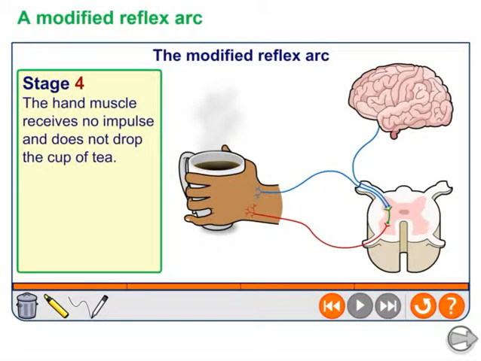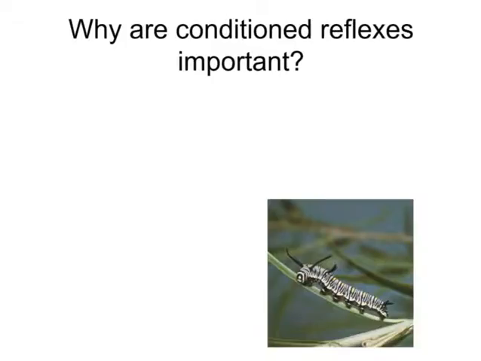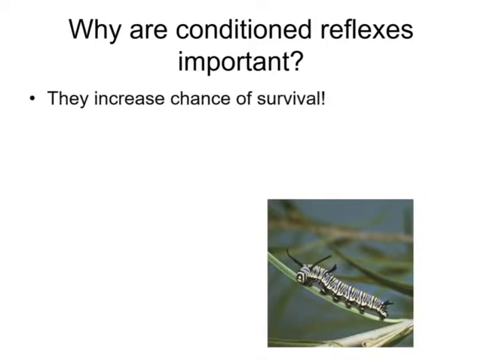So we have a modification of the original reflex arc, which was a useful and protective response, but our brain has intervened to stop us causing a different undesirable outcome where we broke the cup and the hot liquid was spilt. Now conditioned responses and modified reflexes are important because, as usual, they increase the chance of survival.